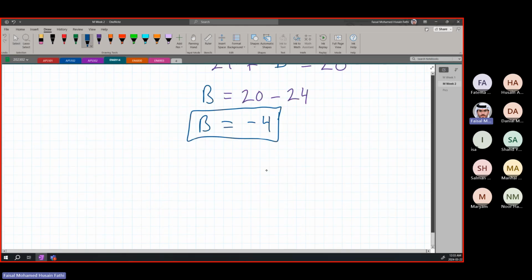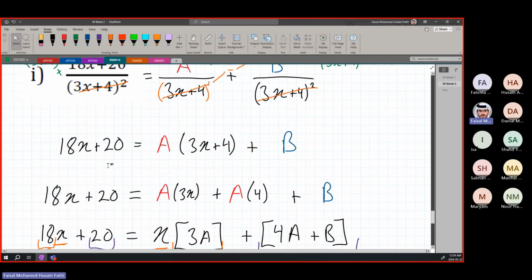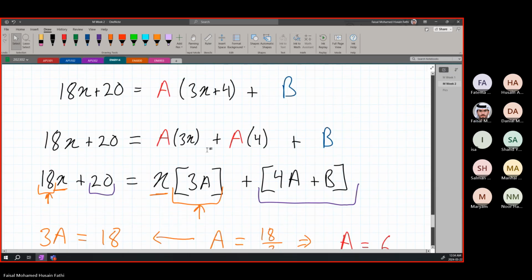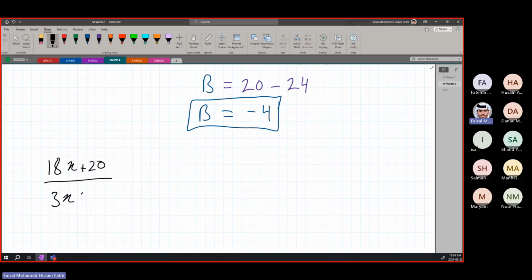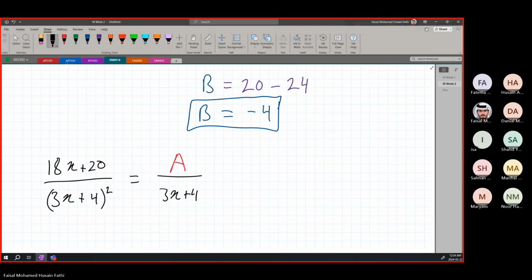So again, I'm going to just rewrite it very quickly here. So 18x plus 20 over 3x plus 4 squared was equal to a over 3x plus 4 plus b over 3x plus 4 squared.